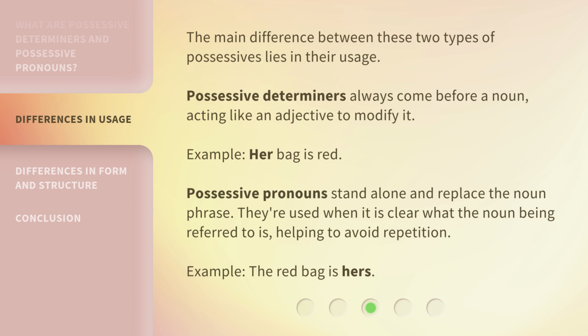Possessive pronouns stand alone and replace the noun phrase. They're used when it is clear what the noun being referred to is, helping to avoid repetition. Example: the red bag is hers.